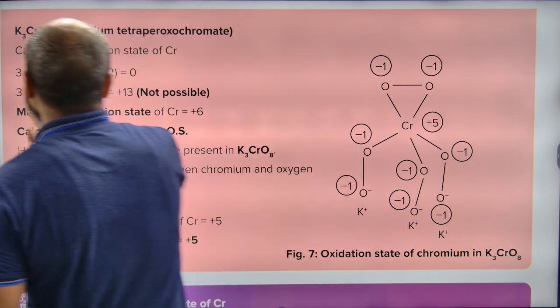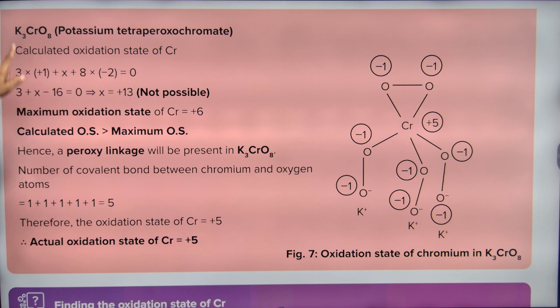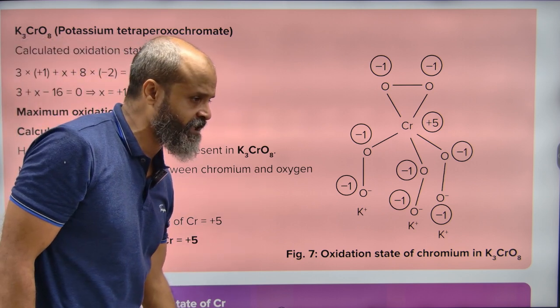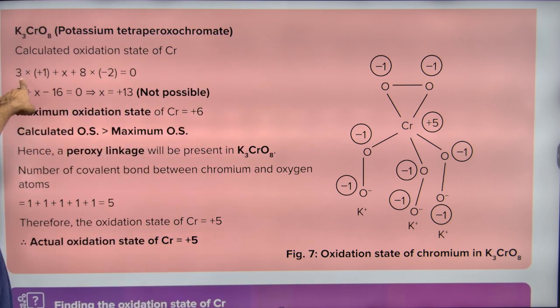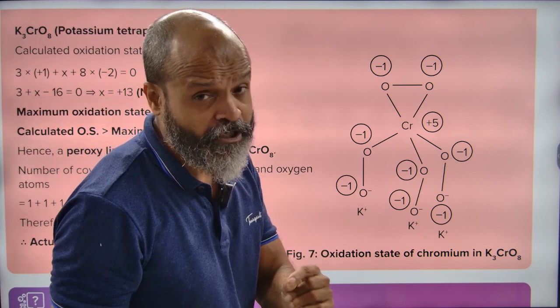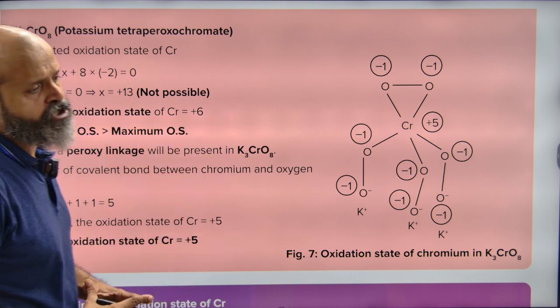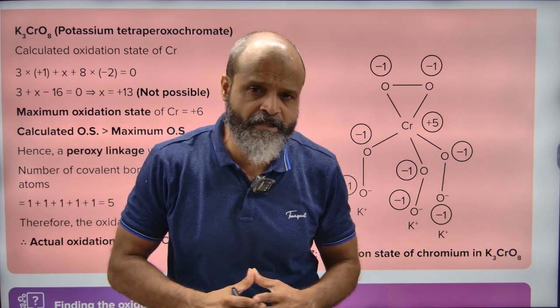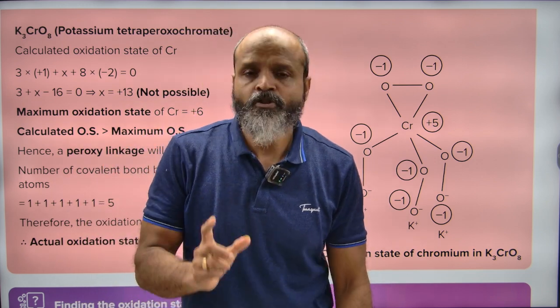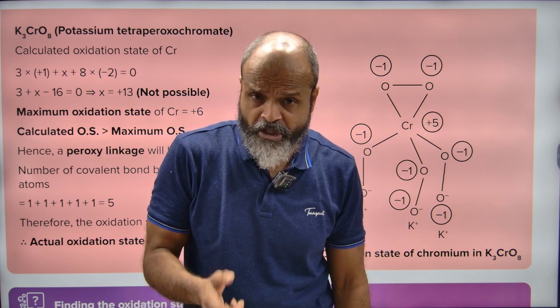If you see, potassium has an oxidation state of +1. So this will be 3 into +1 plus x plus 8 into -2, that gives 0. So now 3 into +1 plus x minus 16, if you look into this, x is equal to +13, which obviously is not possible because chromium has a maximum oxidation state of +6. The number of valence electrons present in chromium is 6, so this gives chromium a maximum oxidation state of +6.